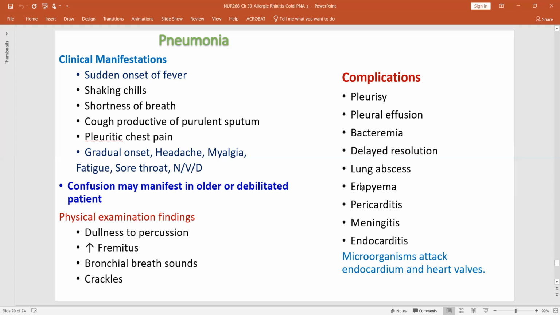Bacteremia, in other words sepsis or septicemia, most likely results from pneumococcal pneumonia. Lung abscess usually results from gram-negative pneumonia. Empyema is the pus exudate drainage, which definitely requires antibiotics.